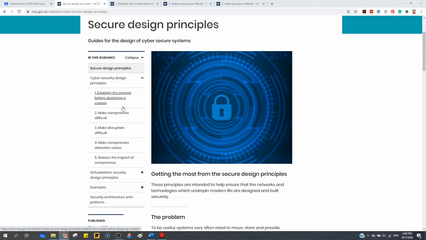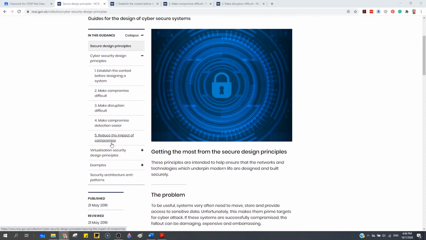These different groups are: establish the context before designing a system, okay, let me show it to you. Yeah, this is the very first one, establish the context before designing a system. The second group they have created is make compromise difficult. The third group is make distribution difficult. The fourth group is make compromise detection easier. And the fifth one is reduce the impact of compromise. So these are the 5 groups they have created, and in these groups they have put all the principles.